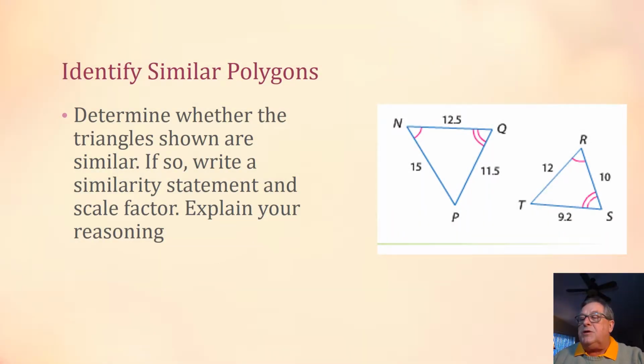Well, now we're being asked to identify similar polygons. And remember now, polygons are similar if their corresponding angles are congruent and their corresponding sides are proportional. So here we got two triangles, and we're asked to identify if they're similar or not, and if so, write a similarity statement and a scale factor, and then explain our reasoning. So let's just take a look at what we have.